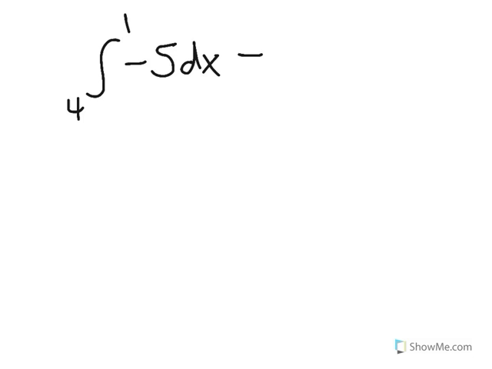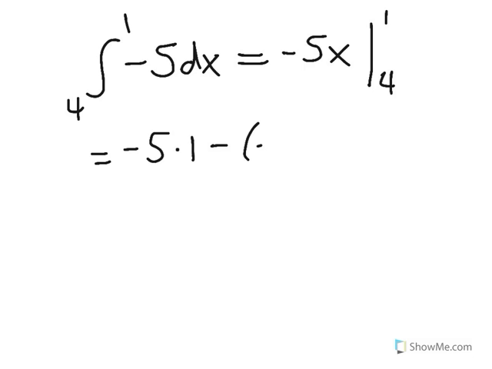If we simply integrate in this case, since we're integrating a constant, all we're going to end up with is negative 5 times x. Think about it, if you took the derivative of that, you'd get your negative 5 back. We're going to evaluate that from 1 to 4. And so in this case, we're going to have negative 5 times 1 minus negative 5 times 4. Again, being really careful with the signs. And we get negative 5 plus 20, or positive 15.